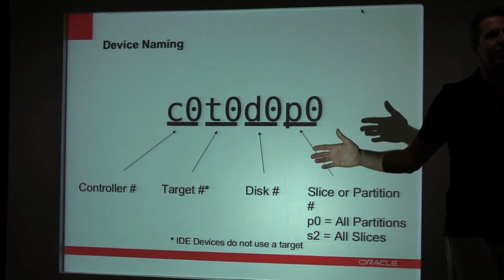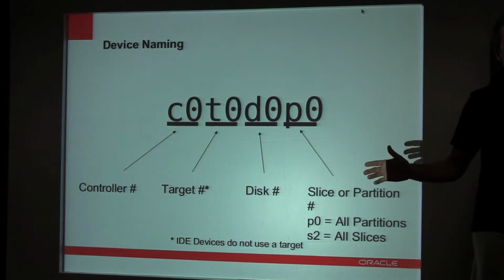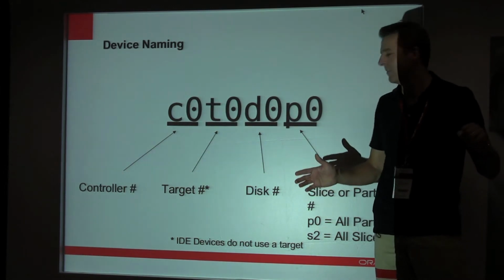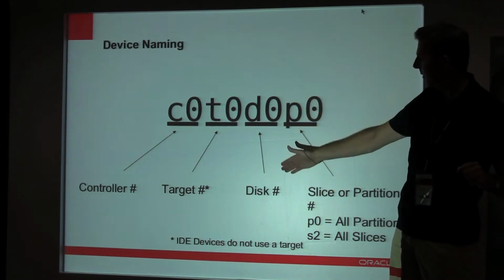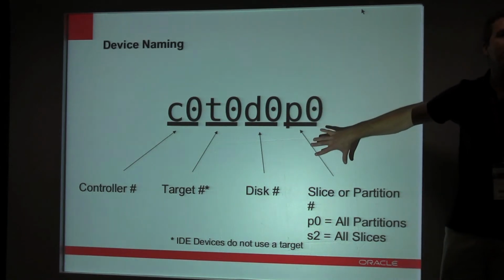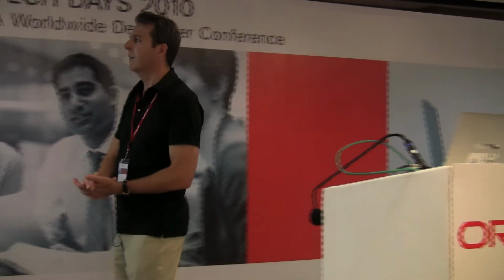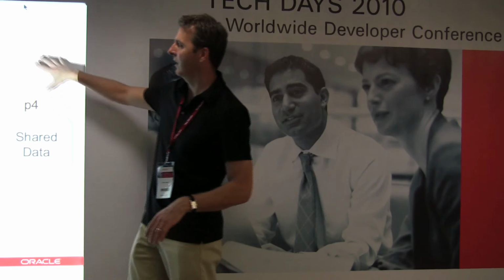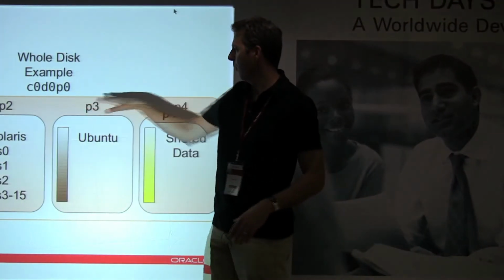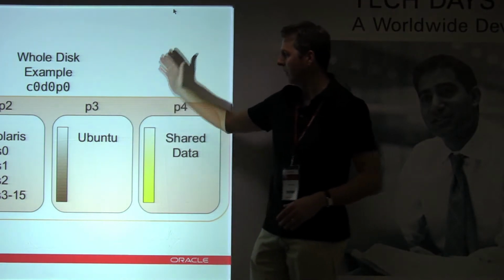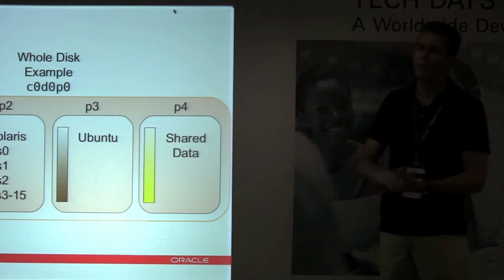That's traditionally SCSI related, so you won't see that on machines that use an IDE interface, which is typically your Intel type machines. Your disk number, and then your partition number in the case of Intel-based machines. They have four possible partitions. So what I've done is drew a little picture, because the pictures are a lot easier to understand. Here's an example disk. I have four partitions. I could have Windows in one, Solaris in another, Ubuntu in a third, and maybe my fourth is for shared data. So just be aware of that.